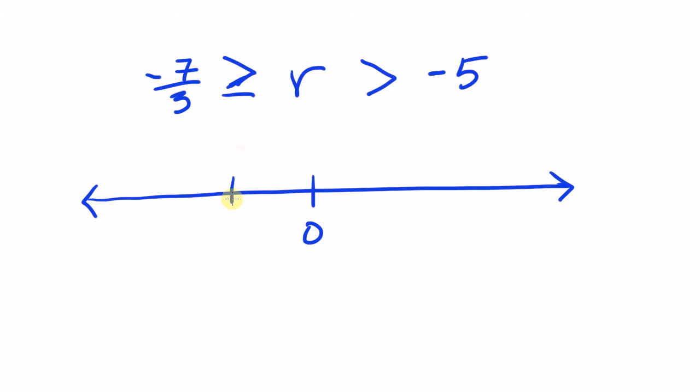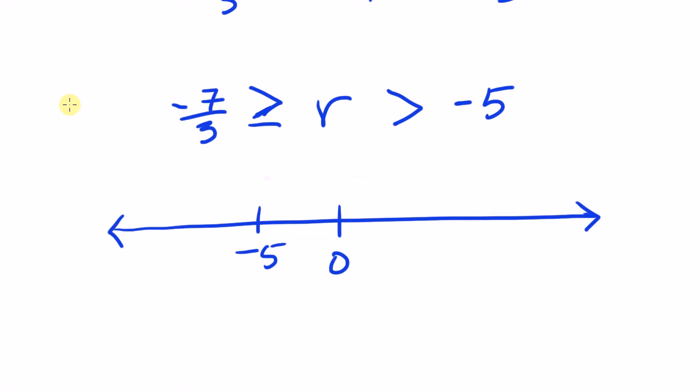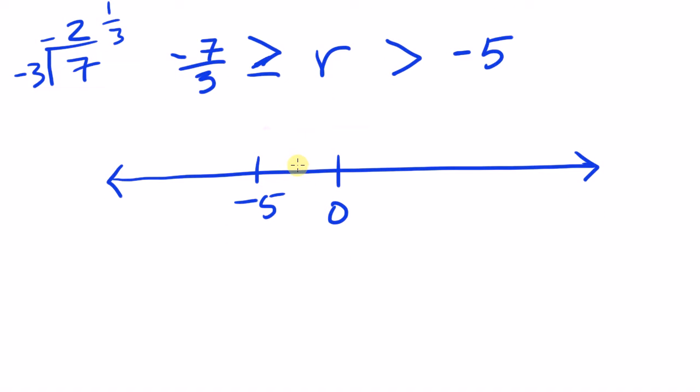And this was my 0, this was my -5, and this is my 7 divided by -3, and that's going to be 2 1/3 negative. So that's going to be about, what, right here? Okay, so it has to be less than or equal to this value, -7/3, and it has to be greater than 5.